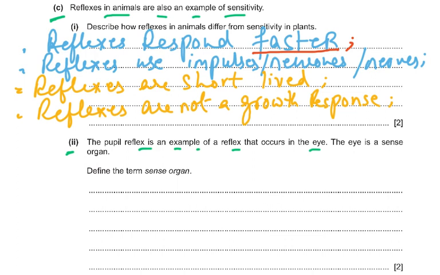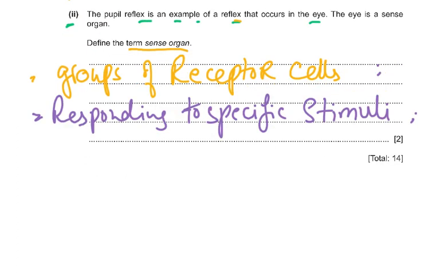Then the pupil reflex is an example of a reflex that occurs in the eye. Define the term sense organ. So what are sense organs? The eye is a sense organ, the ear is a sense organ. So they are groups of receptor cells and they respond to specific stimuli.